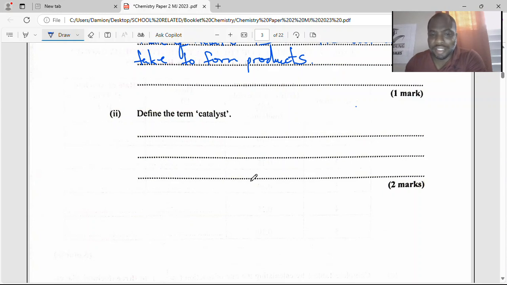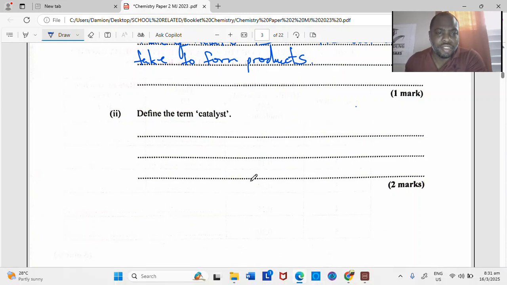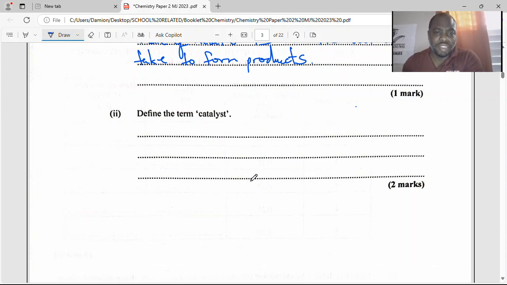Define the term catalyst. And for persons who do bio as well, this is not a new term. It's the same. When we talk about catalyst in bio, what comes to mind? The enzymes, beautiful. And what do enzymes do? They speed up a reaction in the body. Wonderful.